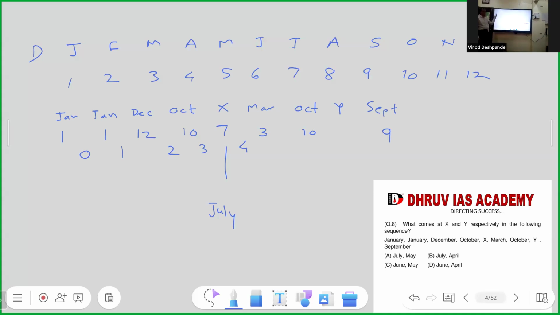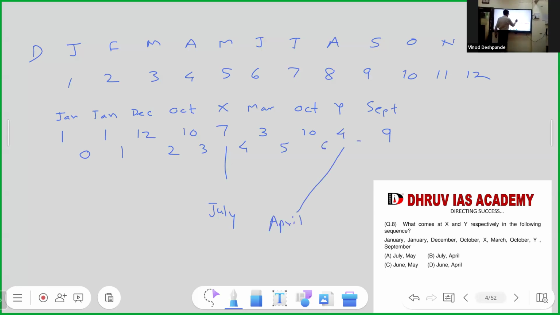From March, you have to move 5 steps backwards: 1, 2, 3, 4, 5. So that is October. Now we have to move 6 steps backwards. From October, 6 steps backwards should be the 4th month. So that means it will be April.